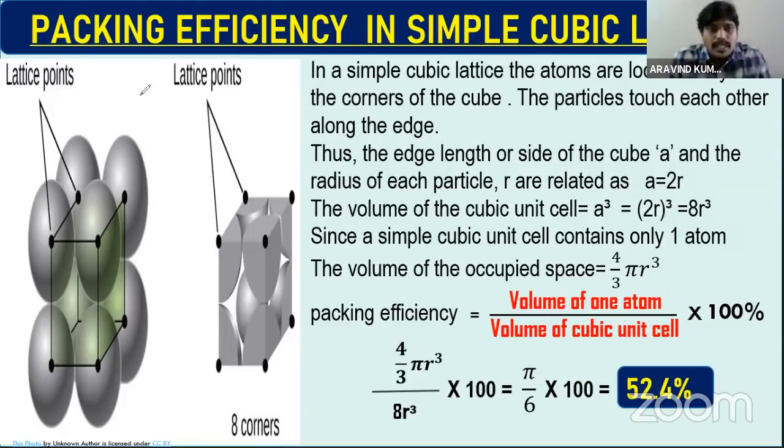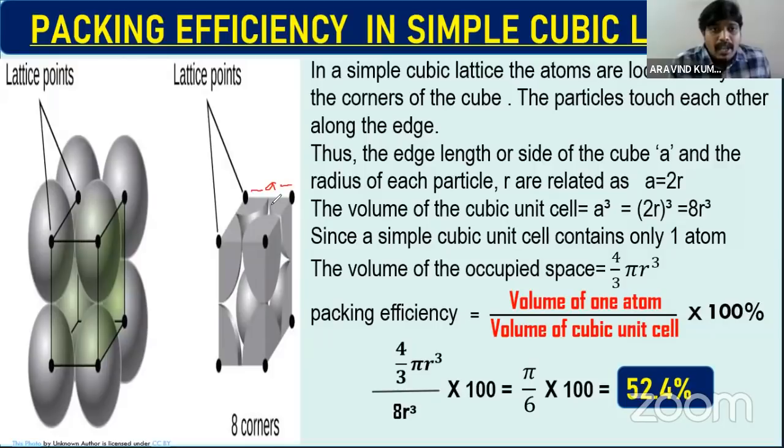For example, if you have a total cube, in the total cube I cannot have all the packing. Am I right? So only the lattice points present at the corners will occupy some part, only some part. Let us go through this one by one. The particles touch each other along the edge. Thus, the edge length of the cube is a. Let us suppose this is the edge length. Okay, children, this is edge length a.